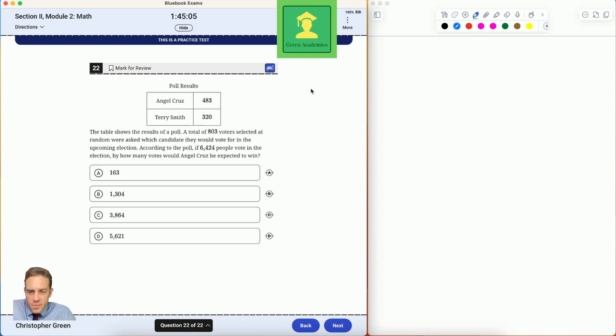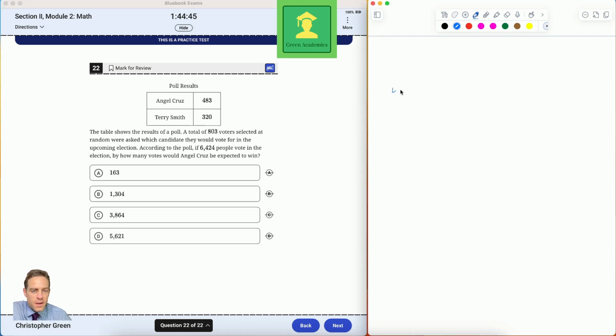Table shows the results of a poll. A total of 803 voters selected at random were asked which candidate they would vote for in the upcoming election. According to the poll, if 6,424 people vote in the election, by how many votes would Angel Cruz be expected to win? Not how many votes did that person get, but by how many would they win?